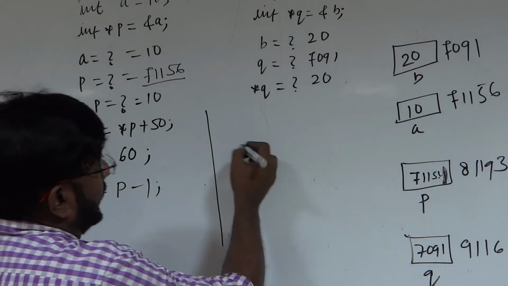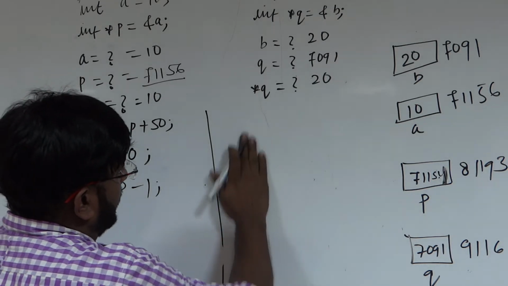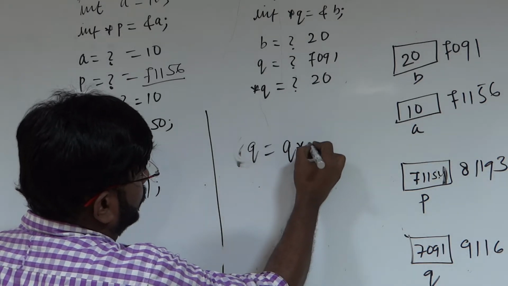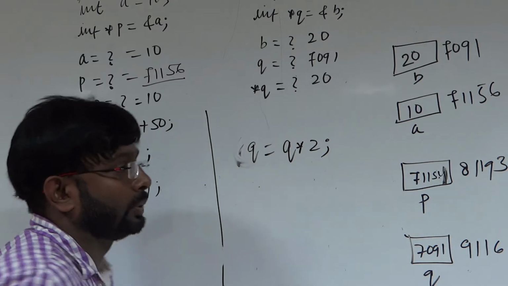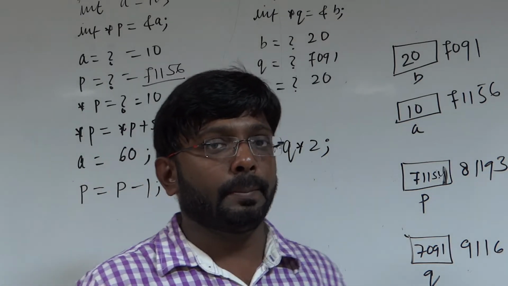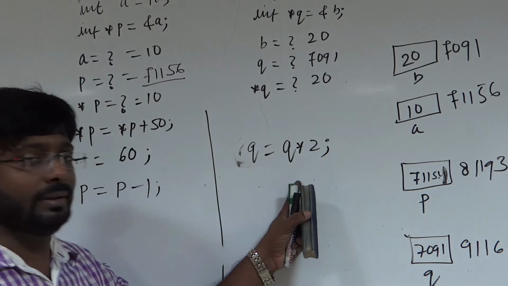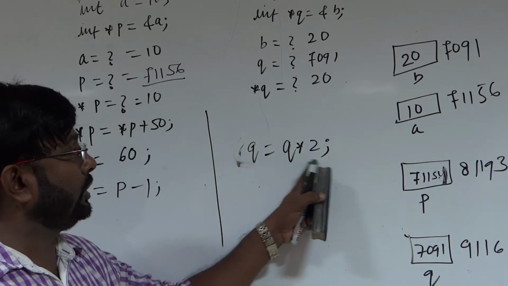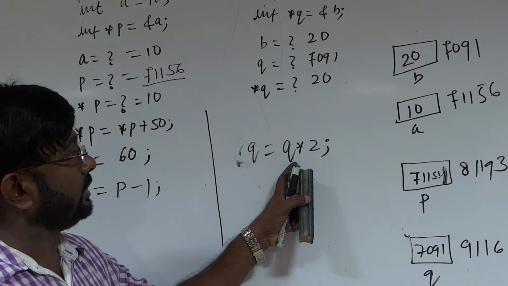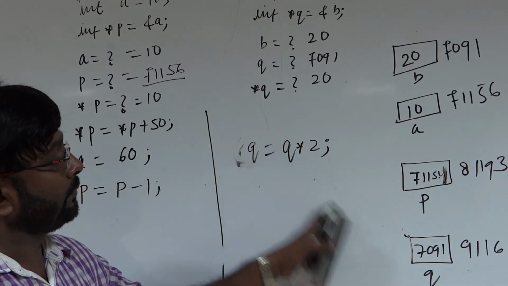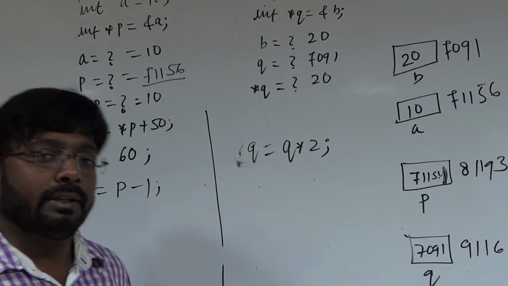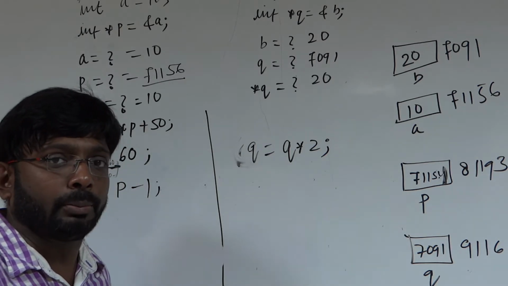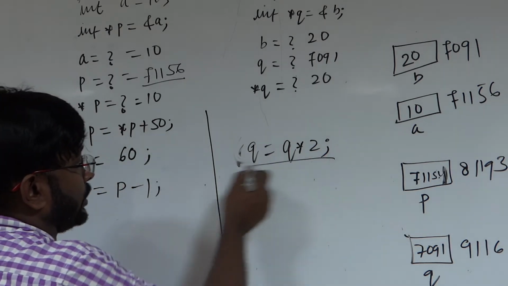Now if I write here q is equal to q into 2, will it be possible? Yes or no? Q into 2. What is the value of q? 7091. That will be multiplied by 2, and whatever result comes, that will be the value of q.